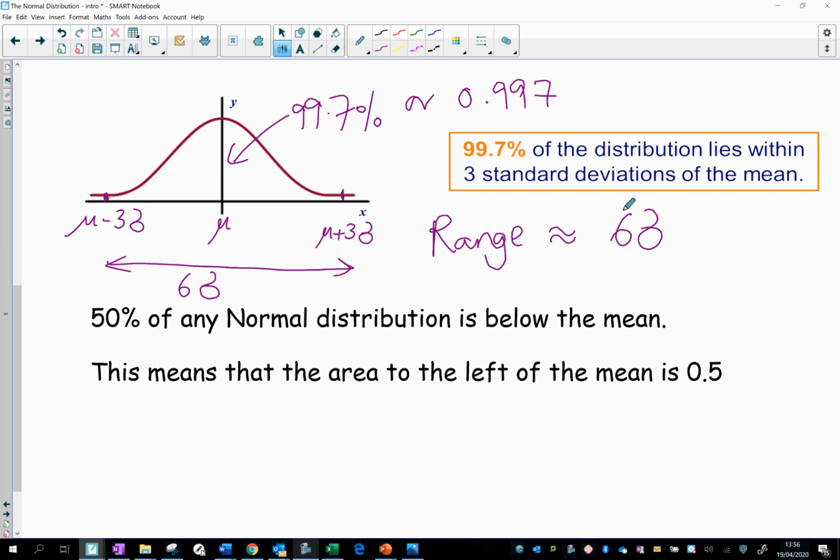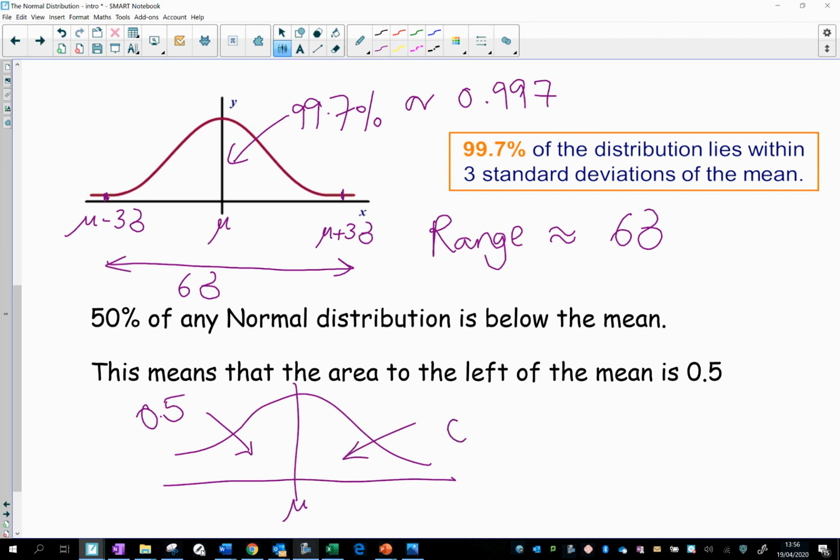So if you know what the standard deviation is for a normal distribution, you should be able to work out the range. It's roughly 6 standard deviations. It's also fairly obvious then, if we're considering areas, that if we have a normal distribution, remember, which is symmetrical, then with the mean in the middle, the area to the left of the mean should be 0.5, and the area to the right of the mean should also be 0.5.